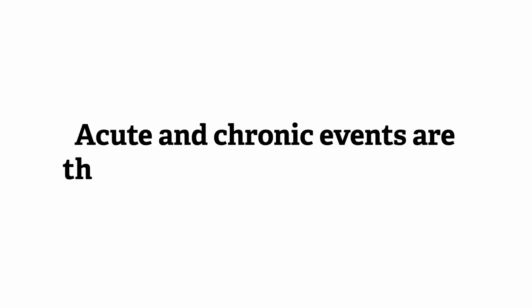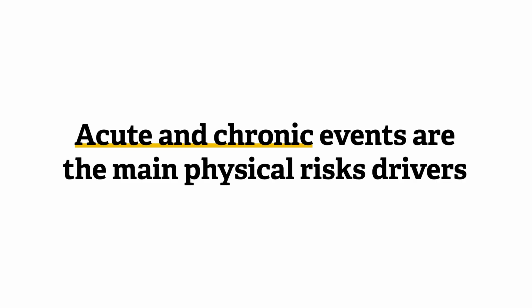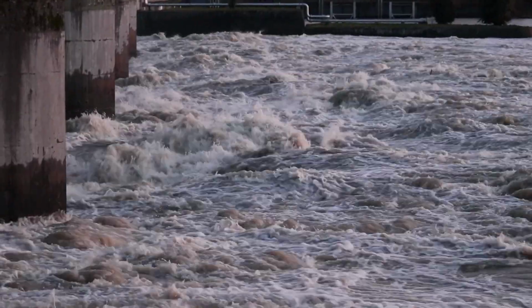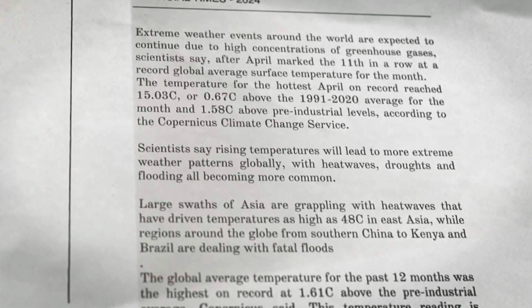Acute and chronic events are the main physical risk drivers. Acute events are extreme climate-related weather events such as heat waves, landslides, floods, wildfires, or storms. Because of climate change, these events are becoming more frequent and intense over time.